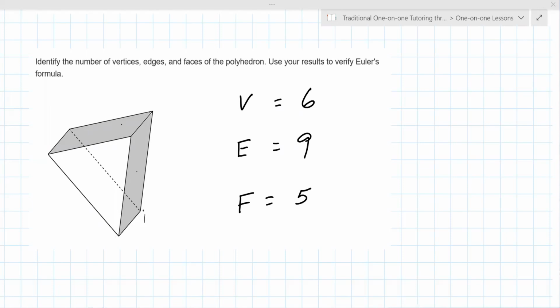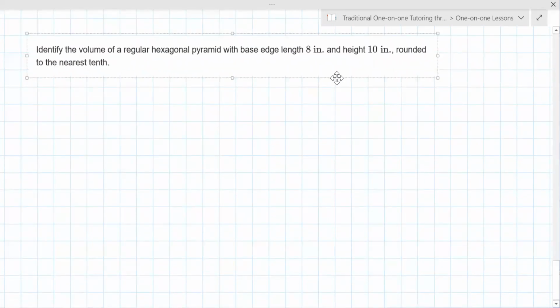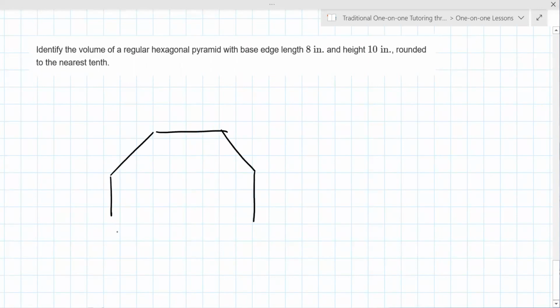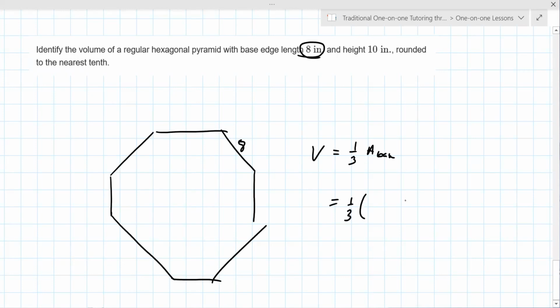Okay, here is another volume problem, but it requires you to draw it. So it's a hexagonal pyramid. That means the base is a hexagon, and it's just pyramids, right? So the volume here is 1/3 the area of the base. So you've got to use one of those calculators to find the area of a hexagon, get that number and then multiply it by 10.